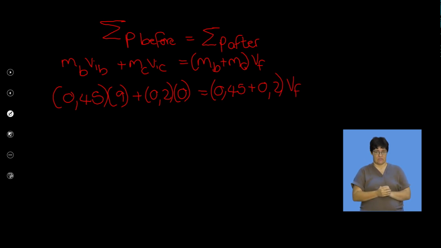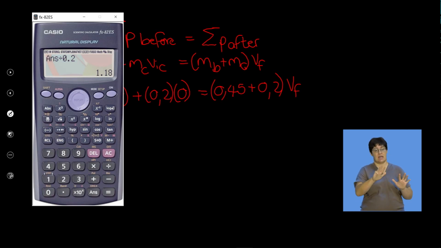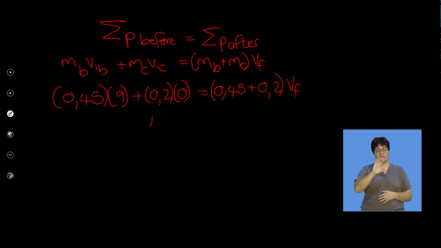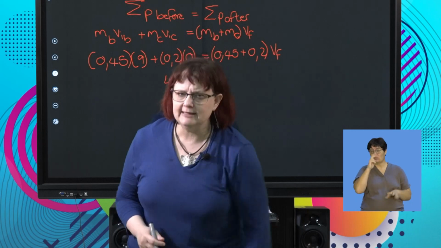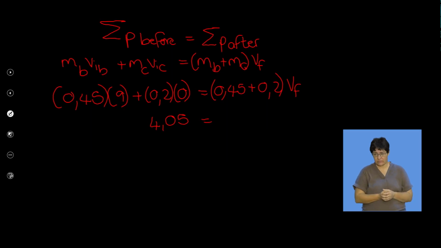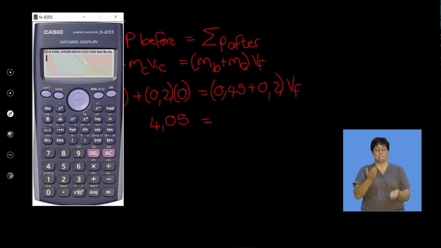Now we need to solve for VF. Now it's a maths problem. So let's do the first part, which is 0.45 times 9. I can't do that in my head. So 0.45 times 9 gives me 4.05. I'm not going to worry about the 0.2 times 0 because I know it's 0. If you need to put everything in your calculator, please put everything in your calculator. Then I'm going to add the two masses together. So 0.45 plus 0.2, which gives me 0.65.